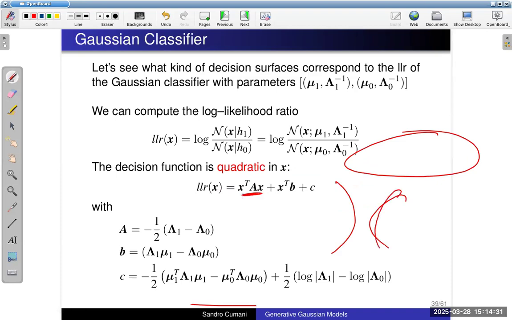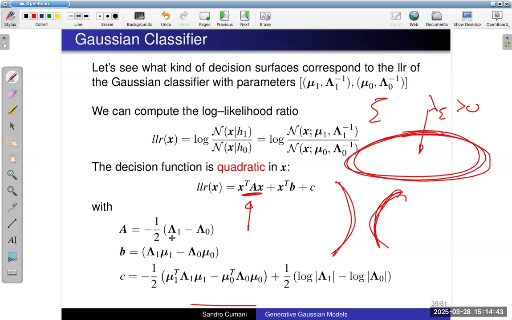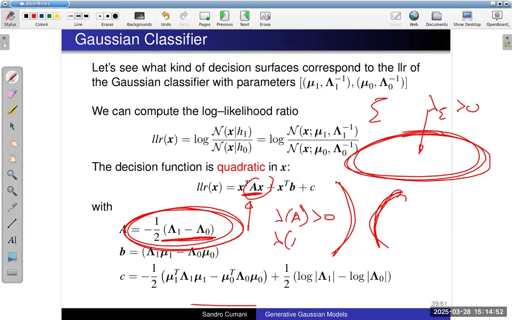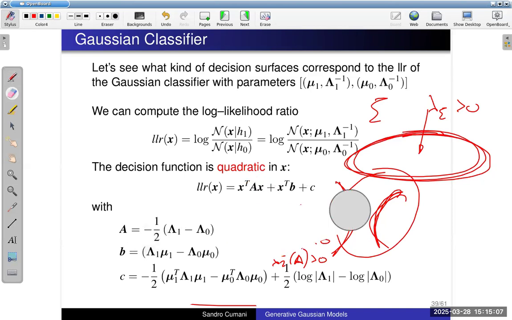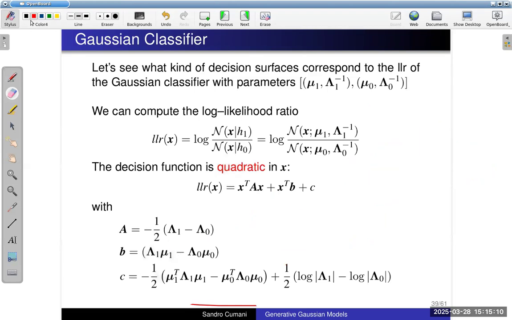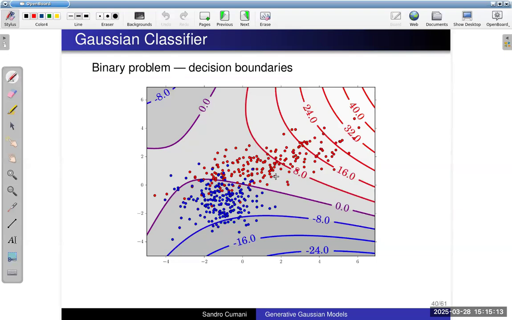We also have hyperbolic shapes because, while in Gaussian densities the covariance matrices have all eigenvalues that are positive, here this A matrix is a difference of two precision matrices. So the eigenvalues of A may all be positive, but they may also have different signs. So I may have one that is lower than 0 and the other one greater, so I may have hyperbolic-like shapes. It's not necessary that all of them are positive, because it's a difference between two precision matrices. Which means that depending on the model parameters, I end up with decision rules that have this shape.